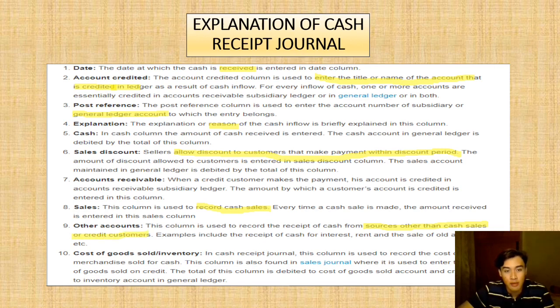Okay, macam saya cakap tadi. Okay, the next one is cost of goods sold or inventory. In cash receipt, this column is used to record the cost of merchandise sold for cash. This column is also found in sales journal, where it is used to enter the cost of goods sold on credit. This total of column is debited to cost of goods sold account and credited. Okay, we have to remember that it is debited in the COGS and it is credited to inventory account. Dekat mana? Dekat general ledger, bukan dekat sini. Dia dekat account lain pula.